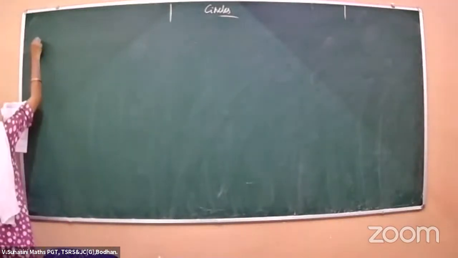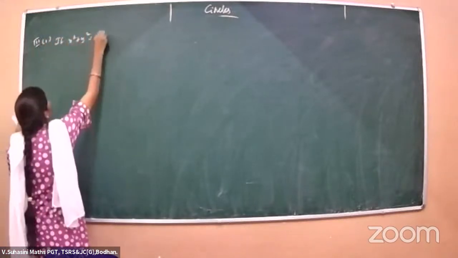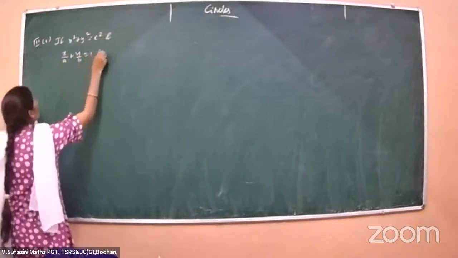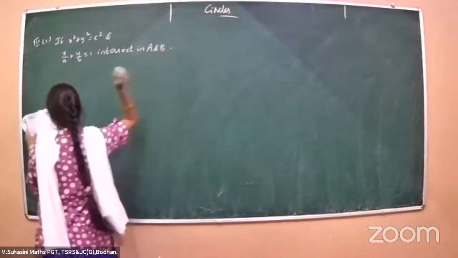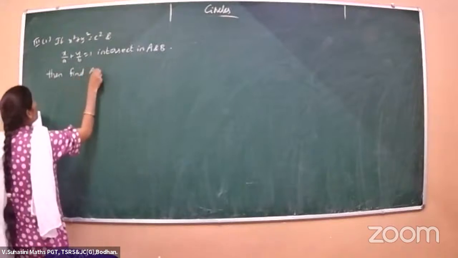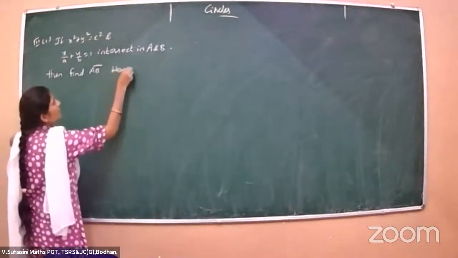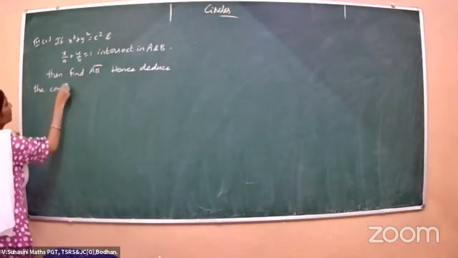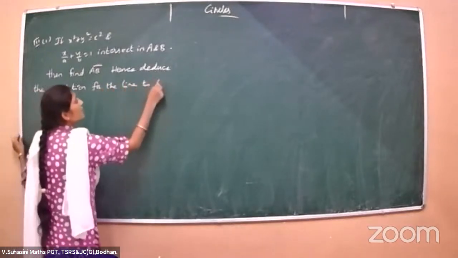Let us do one question. Third big question problem. If x square plus y square is equal to c square and x by a plus y by b equal to 1 intersect in capital A and B, then find AB. Hence, deduce the condition for the line to touch the circle.